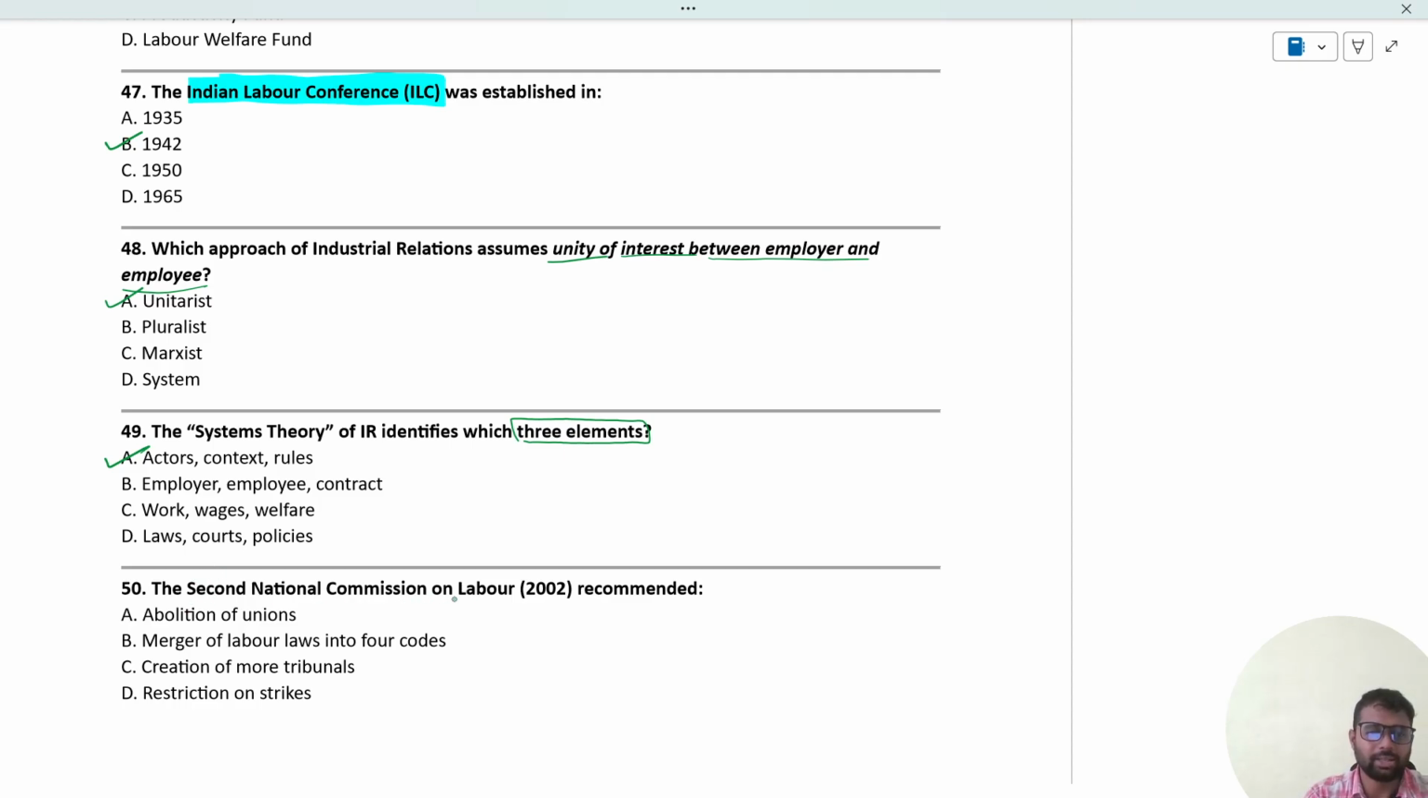The Second National Commission on Labour 2002 recommended what? It recommended merger of labor laws into four codes, and that has already been achieved.